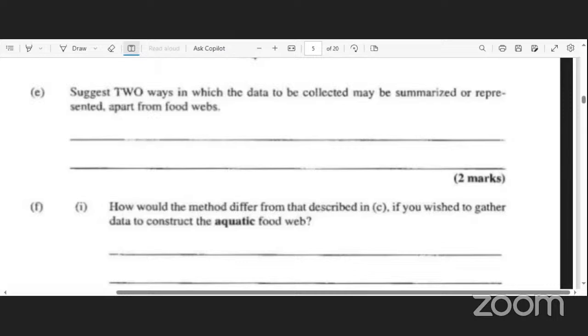So is that clear to everyone? Suggest two ways in which the data to be collected may be summarized or presented. So we can use different types of charts, bar charts, or we can use pie charts, we can use line graphs, scatter plots, and all of that. I'll give 2 marks for that.